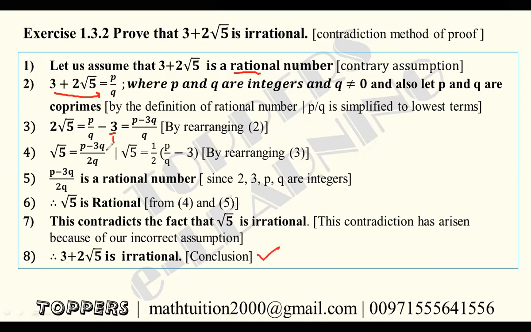So using this step-by-step proof by contradiction method, we can very easily prove that 3 plus 2 root 5 is irrational. Okay, fine. So practice well. Good. Make the concept proper.